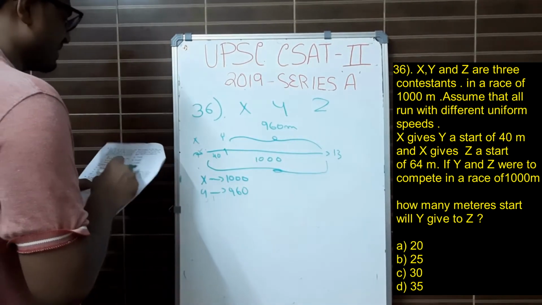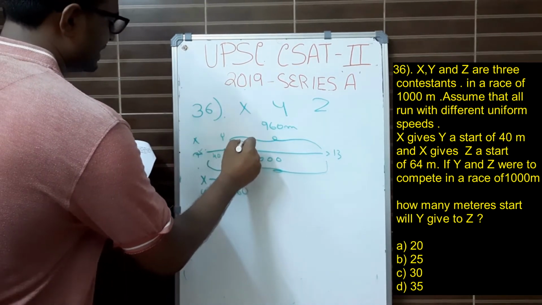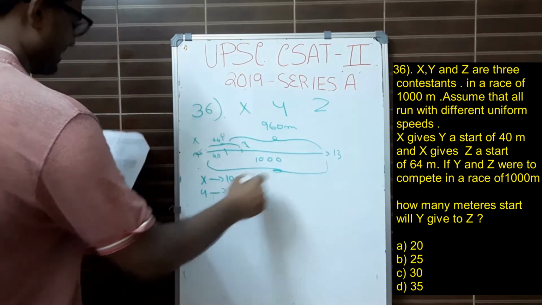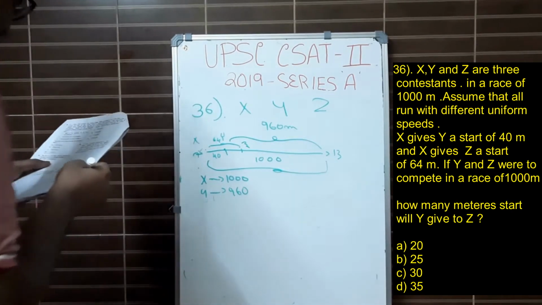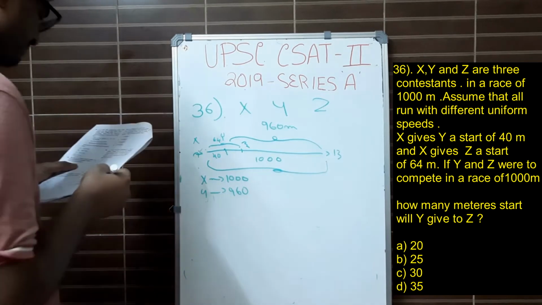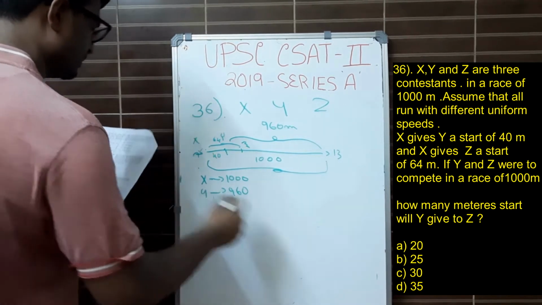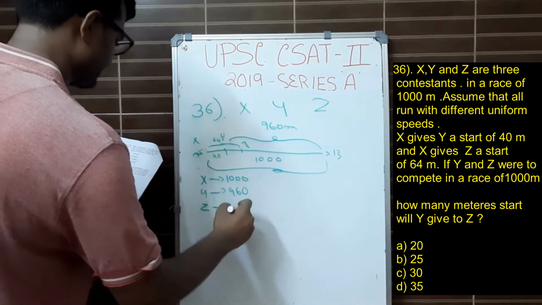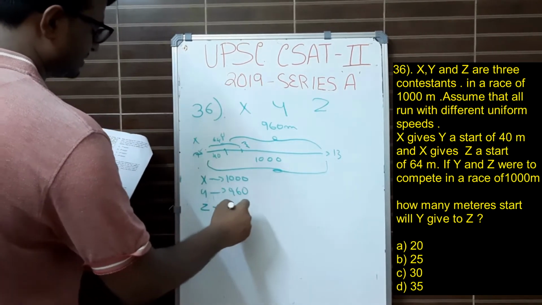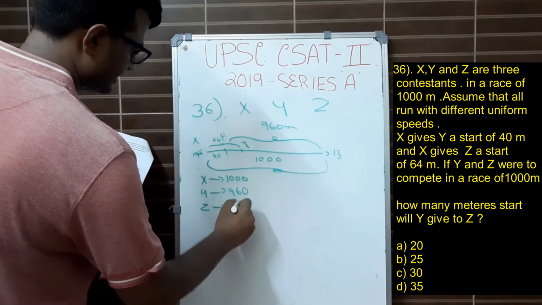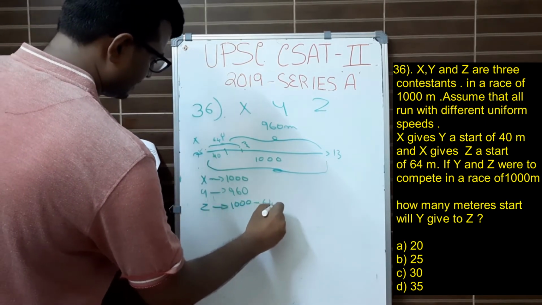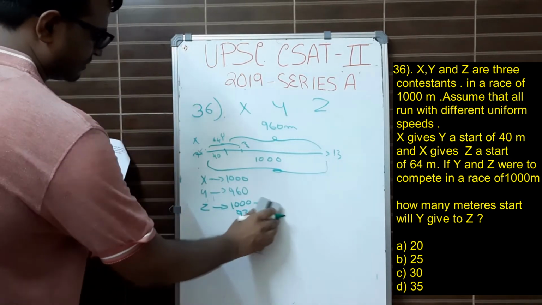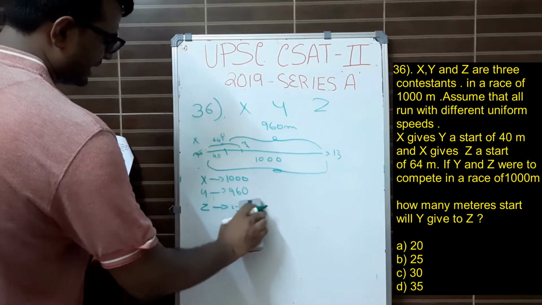Similar thing they are saying: X gives Z a start of 64 meters. To Z, X will tell, Mr. Z, you run 64 meters, after that I will start, and then they finish the race together, okay. So Z gets a start of 64 meters. So when X runs 1000 meters, Z will run 1000 minus 64, which is equivalent to 936 meters. You got how we came to 936.